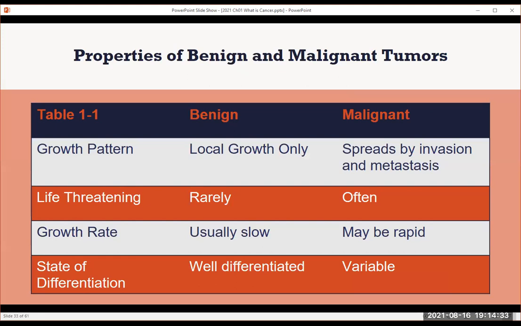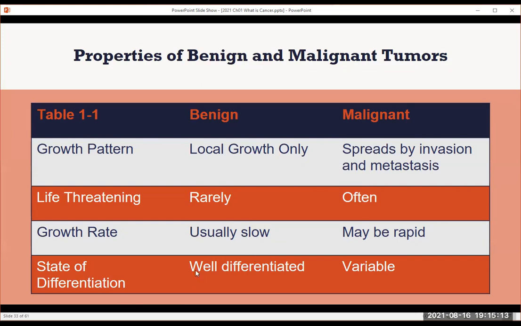We're going to go through a couple of the properties, comparing benign versus malignant. In this table, we're comparing benign and malignant. For a benign tumor, the growth pattern is going to be localized. A malignant one is going to be spreading out, invading and going to other parts of the body. A benign tumor is rarely life-threatening, but a malignant tumor often is. As for growth rate, a benign tumor is usually slow. There are some fast-growing benign tumors, but it's not typically the case, and malignant tumors can be very rapid.